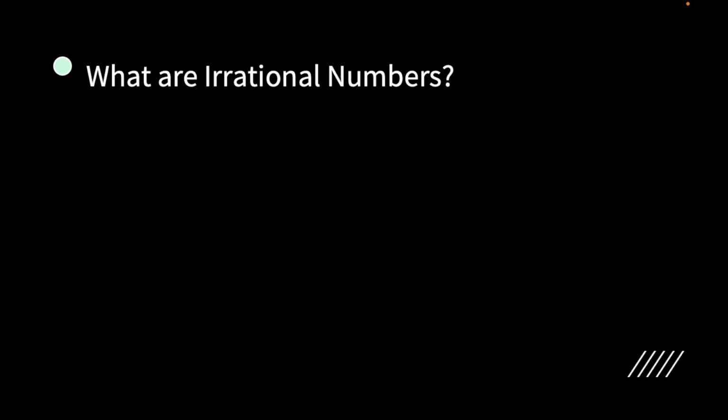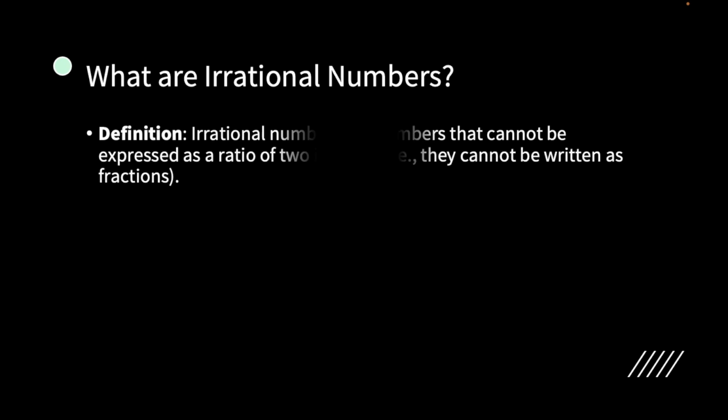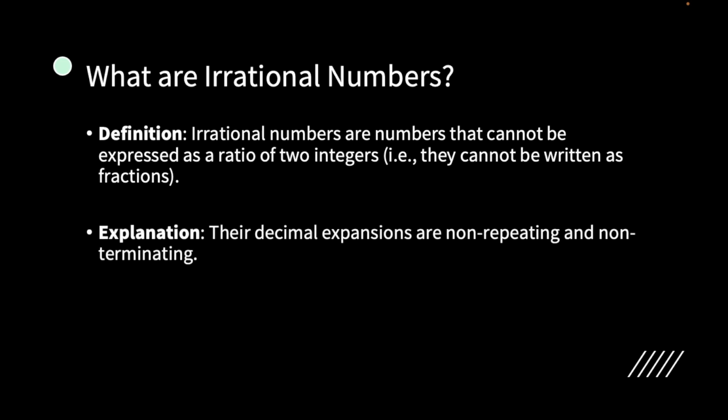Next, let's talk about irrational numbers. An irrational number is a number that cannot be expressed as a ratio of two integers. In other words, you can't write an irrational number as a fraction. The decimal expansion of an irrational number is non-repeating and non-terminating, which means the digits go on forever without forming a pattern. Famous examples include the square root of 2, which is approximately 1.414, and the number pi, which is approximately 3.14159.